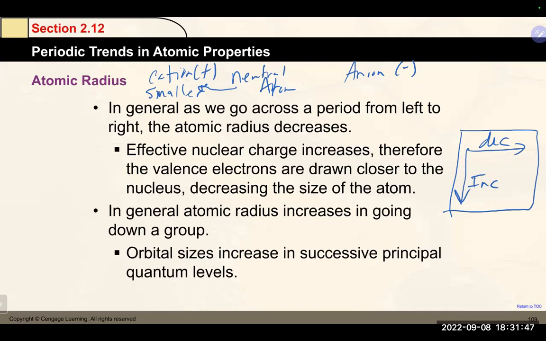And the opposite is true in this case. As another neutral atom becomes an anion, or negatively charged, it is going to gain electrons to its valence shell, the outer part of it. And that's going to increase the size. The anion would be larger than its neutral counterpart in general. Any questions on that there?